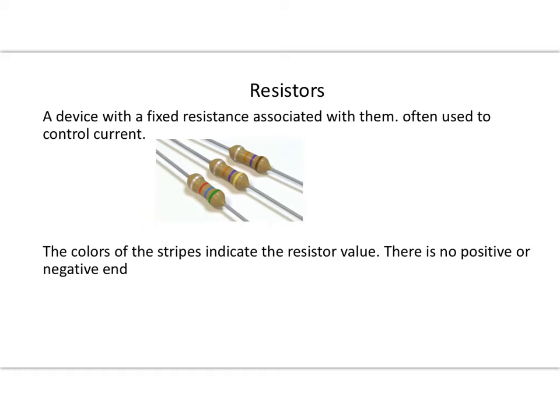But anyway, these little stripes here is a code, a color code, that will determine the resistance value of each one of these resistors. And we'll talk about that code in the next slide. One thing that's important to know about resistors, there's no positive or negative end. So when you connect them in the circuit, it doesn't matter which way that you connect the ends of the resistor.